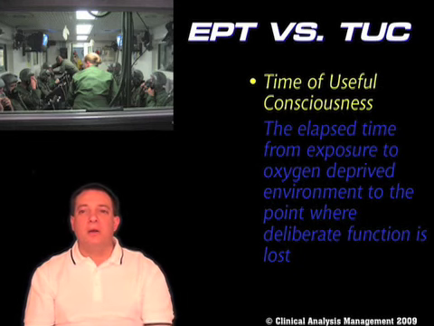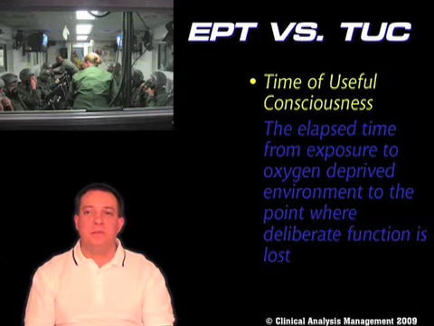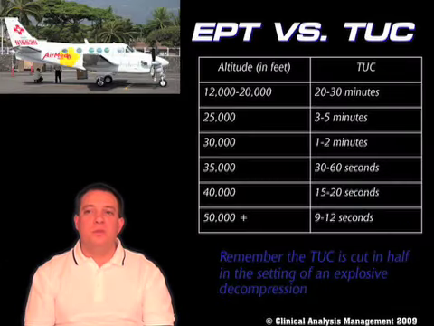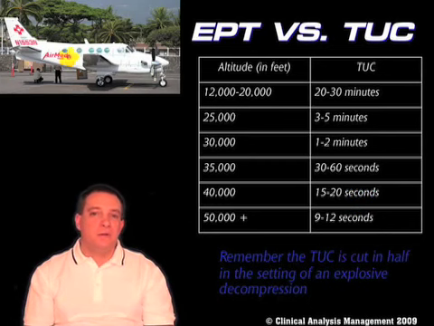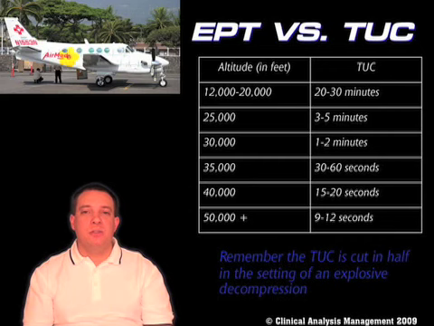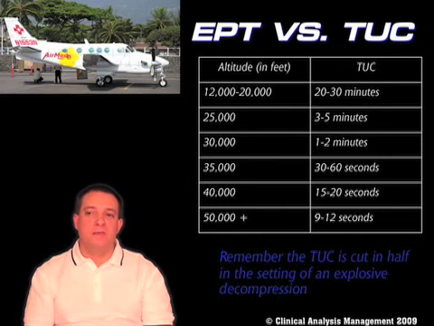Now, obviously, the higher up we go in altitude, the shorter our time of useful consciousness becomes. When we look at this chart, you see that when people are between 12 and 20,000 feet, time of useful consciousness is actually pretty substantial. You've got like 20 to 30 minutes before you're going to be unable to protect yourself. And obviously, the higher up we go, the smaller that number is going to be. So at 12,000 feet, you may have 30 minutes. At 20,000 feet, you may have 20 minutes. Once we start getting into really high altitudes, like say 40,000 feet, you've only got 15 to 20 seconds to protect yourself. Once you're above 50,000 feet, it shortens to as little as 9 to 12 seconds.